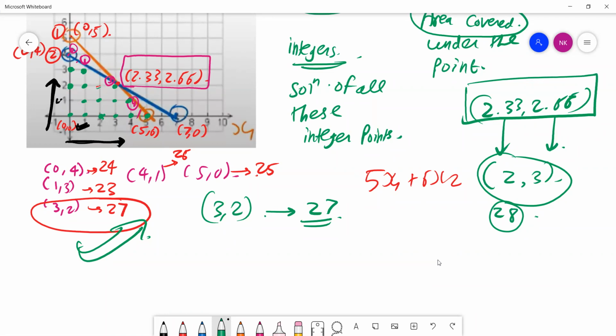It's moving outside the solution. See, 2.3, this particular point over here, that is outside the solution or outside the feasible region.